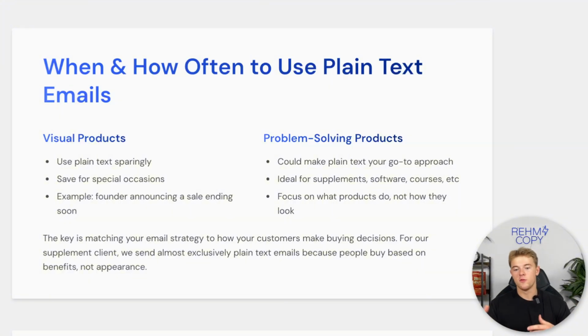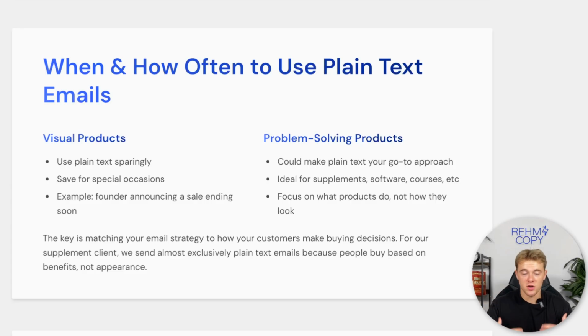On the other hand, if you sell a product or a service that solves a specific problem, which once again is the majority of products and services being sold, you could literally make plain text your go-to type of content. For example, we have a client right now in the health niche. They sell supplements. And it's very rare for us to send out design content for them. I would say probably 90% of the emails that we send out for them to their list are completely plain text with zero visual aspect whatsoever, other than just a logo at the top and a footer.